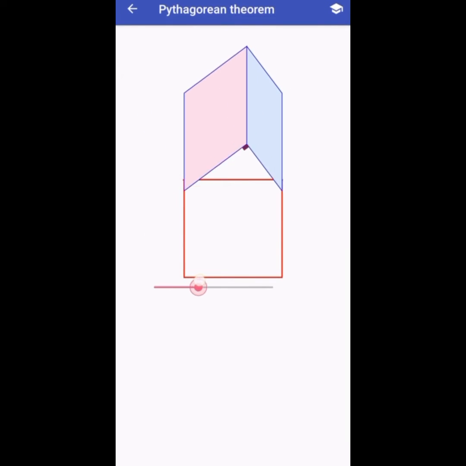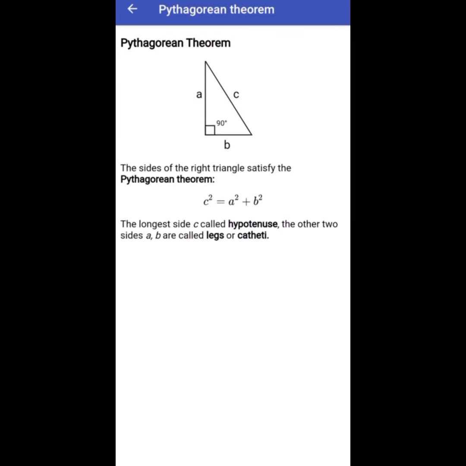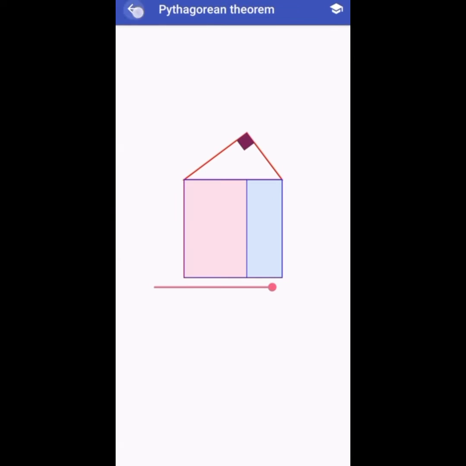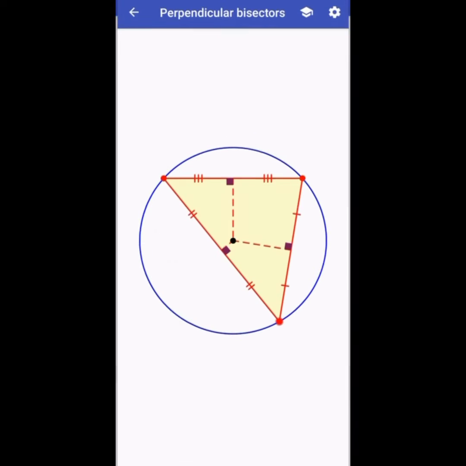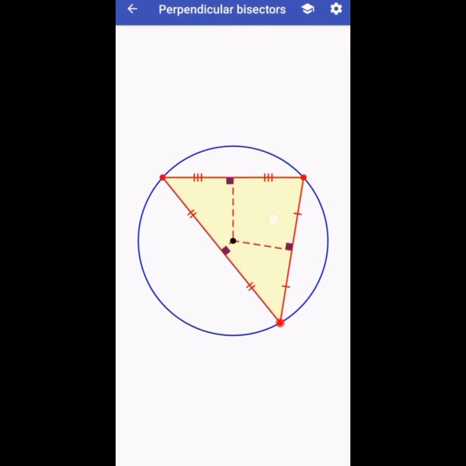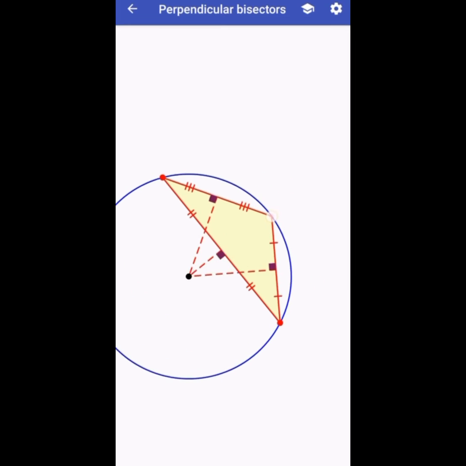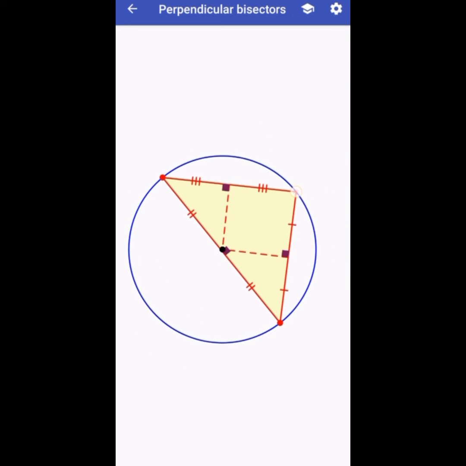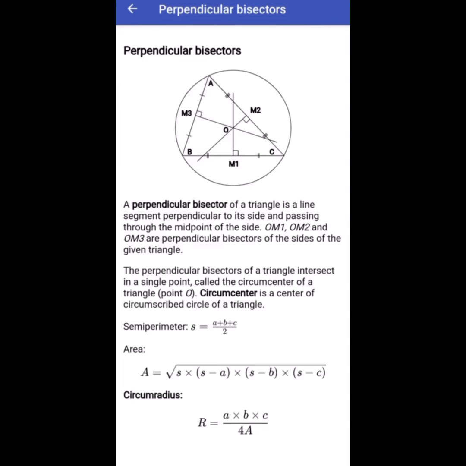So next is the Pythagorean theorem. Here it is, you can adjust it. And according to their definition, the Pythagorean theorem is that the sides of a right triangle satisfy the Pythagorean theorem. So next are the bisectors. So let's start with perpendicular bisectors. As you can see in the video, you can adjust it.